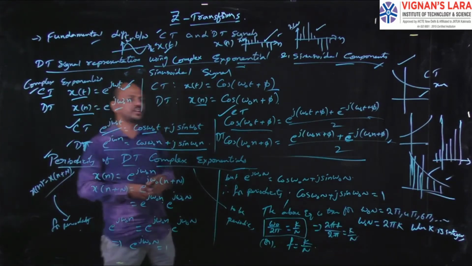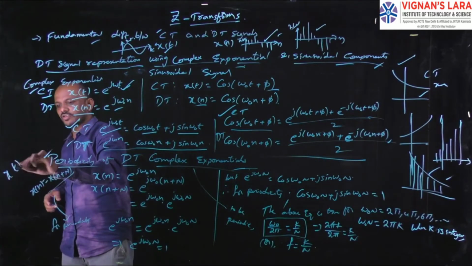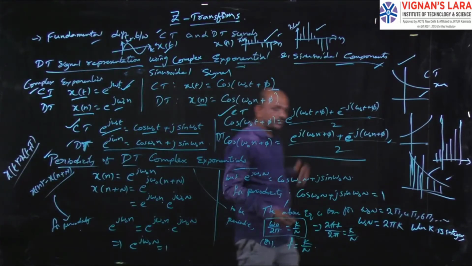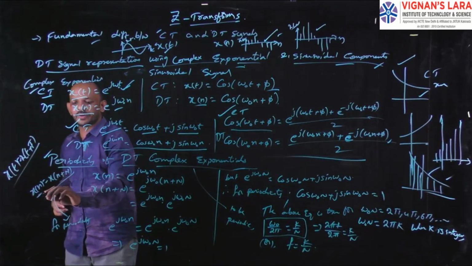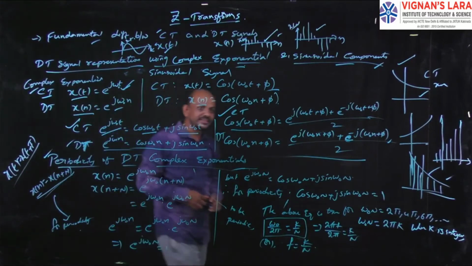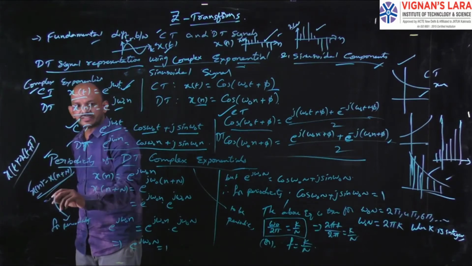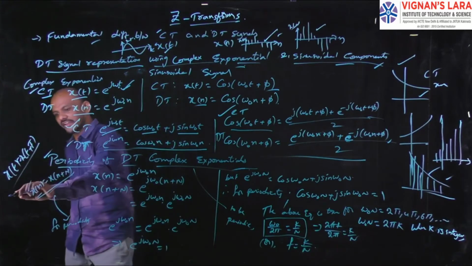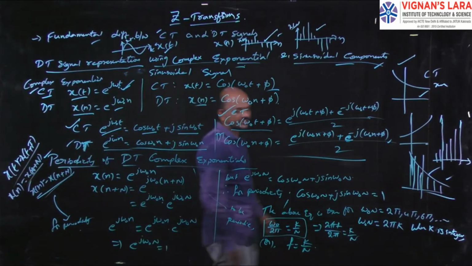You all know, we say a continuous time signal is periodic if x of t equals x of t plus capital T. In the same way, when we say a discrete time signal is periodic, if x of small n is equal to x of small n plus capital N, then I can say the discrete time signal is periodic. So this is the condition for periodicity. If it satisfies this condition, then I can say it is a periodic signal.